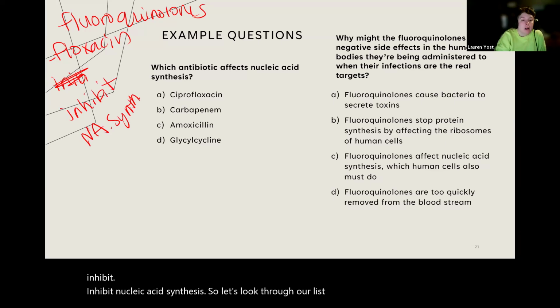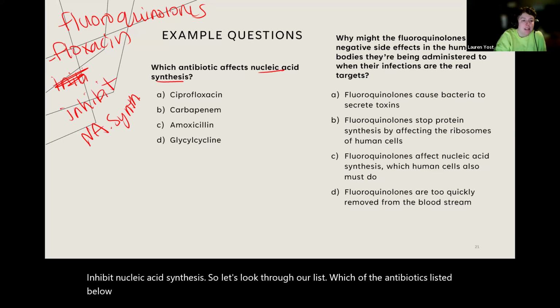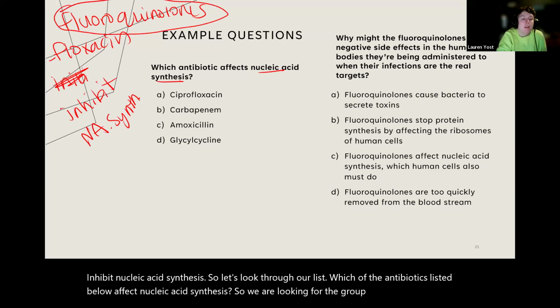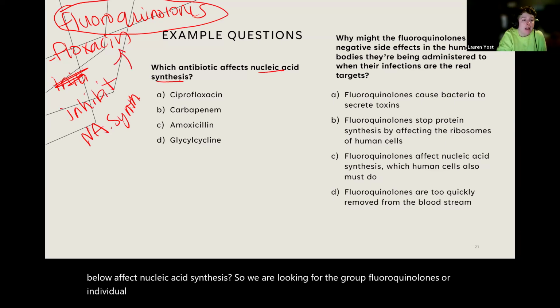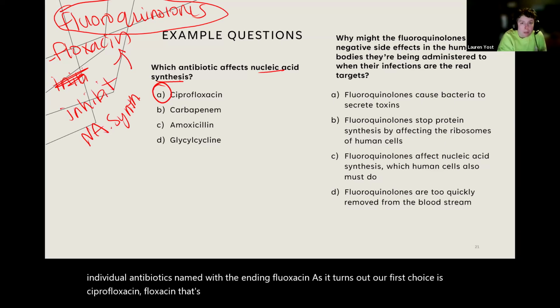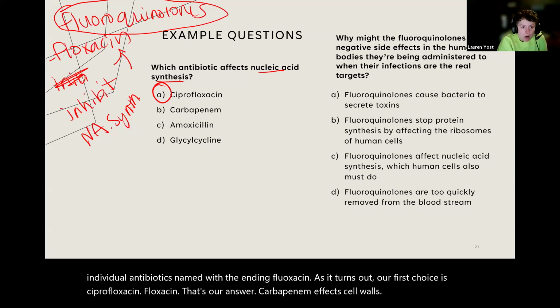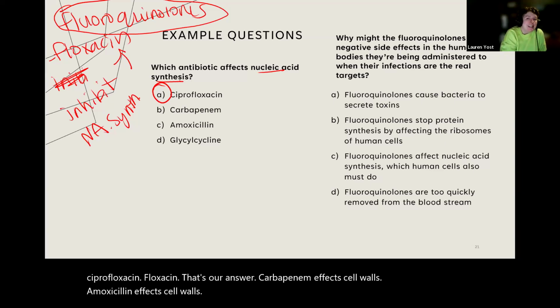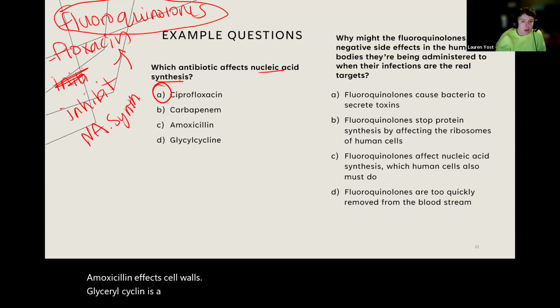So let's look through our list. Which of the antibiotics listed below affect nucleic acid synthesis? So we are looking for the group, fluoroquinolones, or individual antibiotics named with the ending floxacin. As it turns out, our first choice is ciprofloxacin. Floxacin, that's our answer. Carbapenem affects cell walls. Amoxicillin affects cell walls. Glycylcycline is a cyclin. It's affecting the ribosome, just like tetracycline.